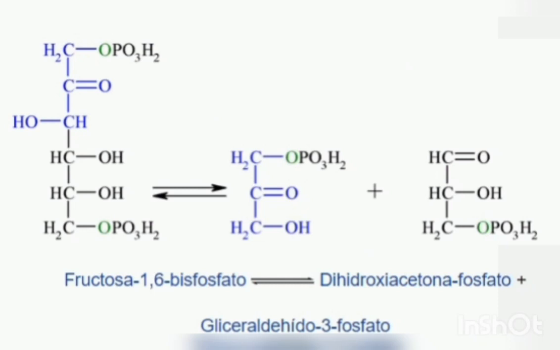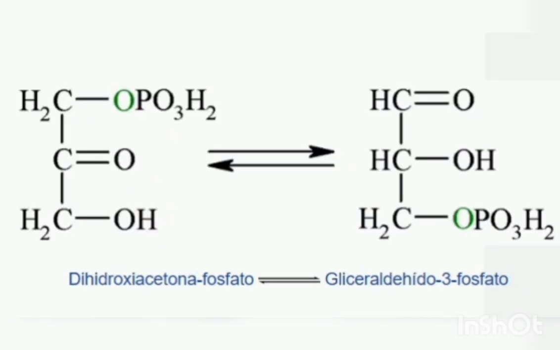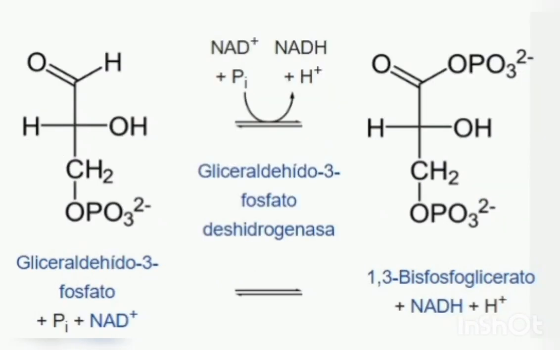Step 4, cleavage. Fructose 1,6-bisphosphate is cleaved into two 3-carbon molecules, dihydroxyacetone phosphate and glyceraldehyde 3-phosphate, by the enzyme aldolase. Step 5, isomerization. Dihydroxyacetone phosphate is isomerized into glyceraldehyde 3-phosphate by the enzyme triose-phosphate isomerase.